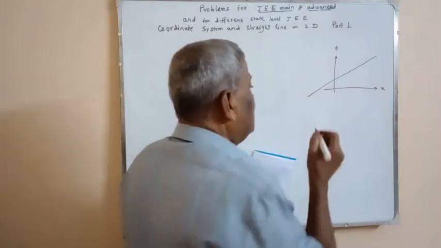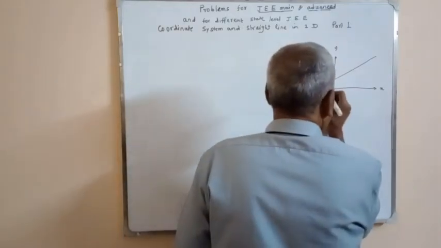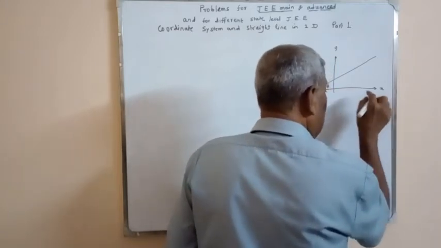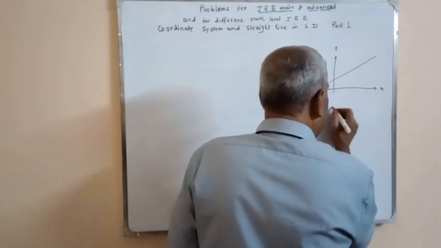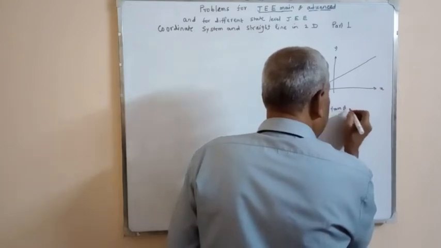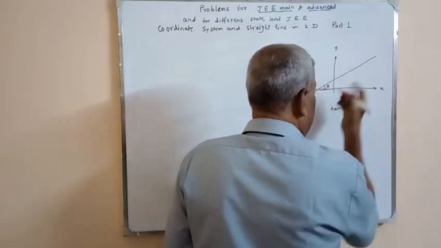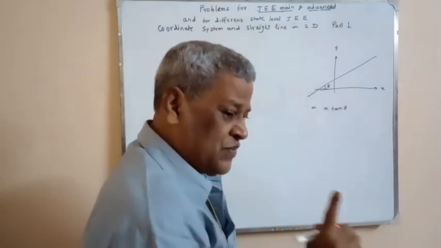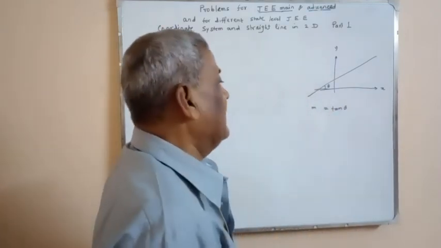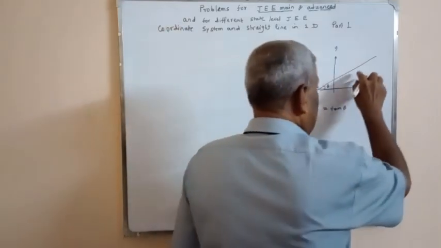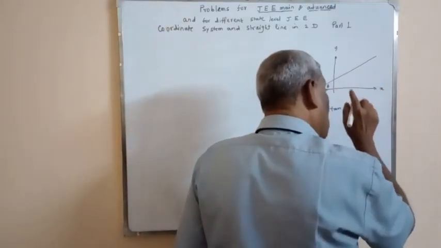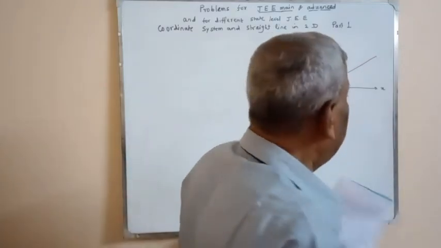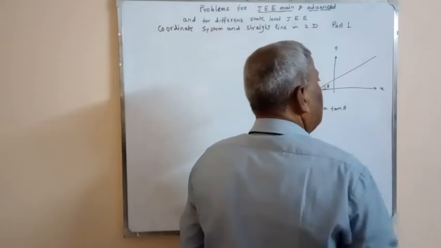Gradient of the straight line is simply, if it makes an angle theta with the positive direction of x-axis, then tan theta is the gradient of the straight line. And normally we denote it by m. M stands for gradient. Mind that if theta is the angle of the straight line with positive x-axis, tan theta will be the gradient.